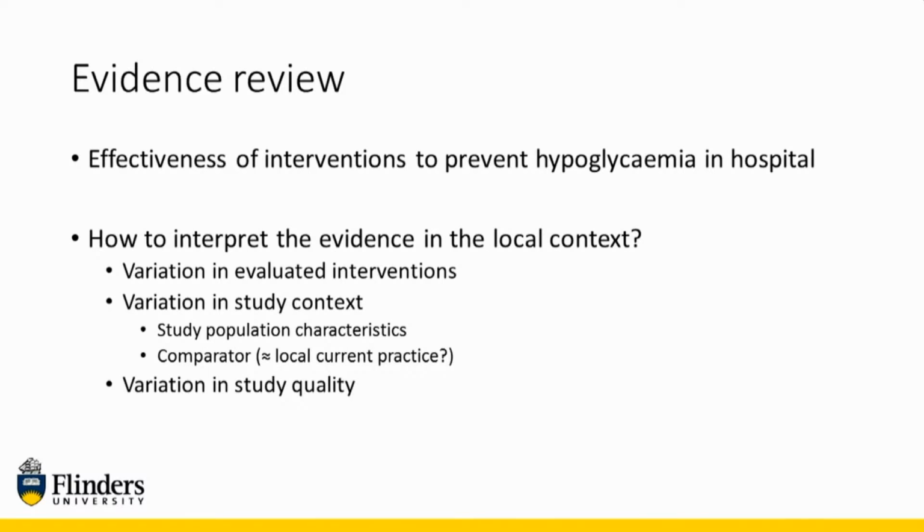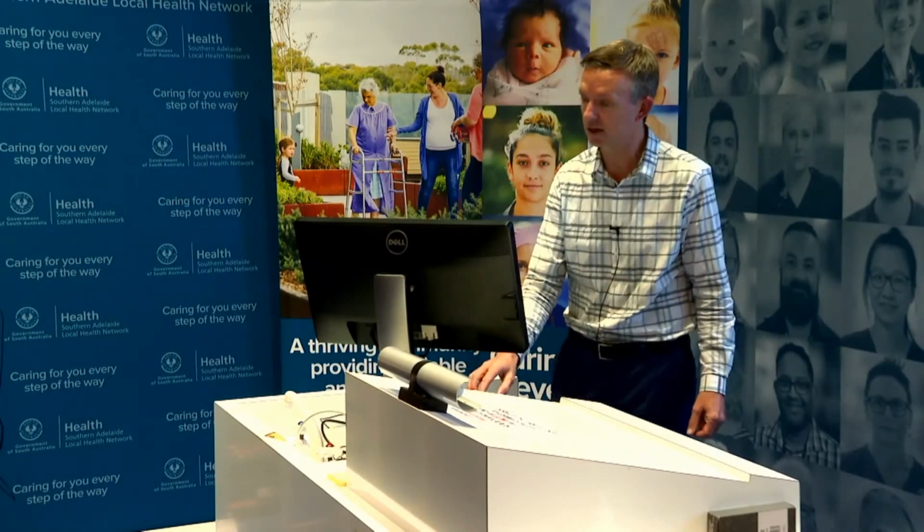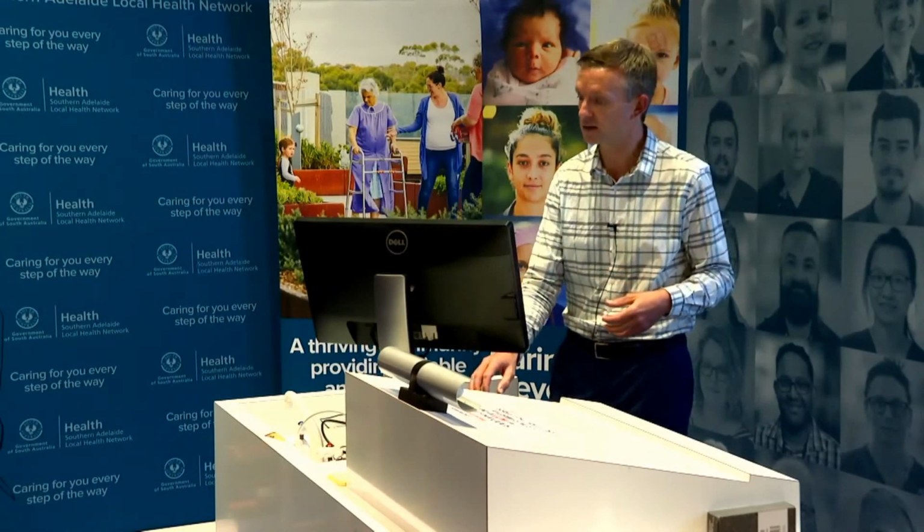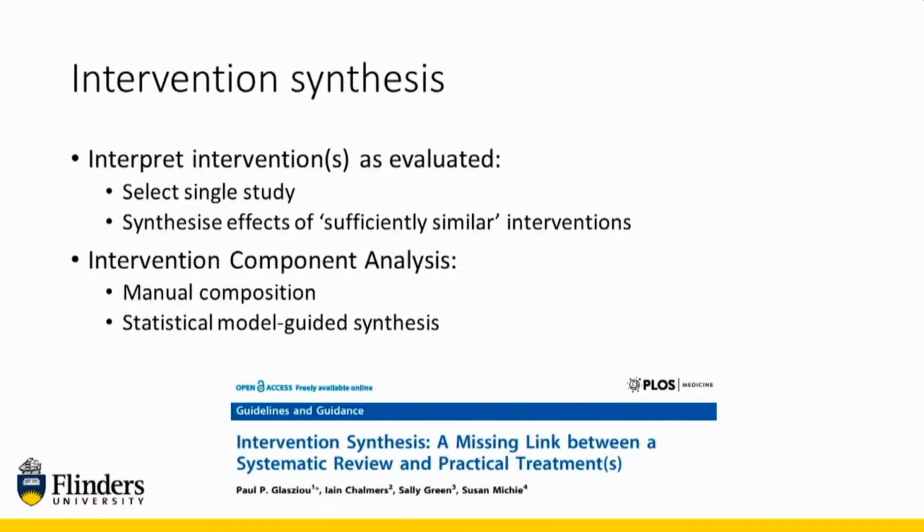So how do you interpret that variation? Variation in the context in which the study was undertaken, population characteristics, the comparator, so what was local practice, and of course variation in study quality. So all of these factors need to be taken into consideration when you're interpreting the evidence to generate estimates of your expected effects of these interventions. And so my proposal, or our proposal, is that this idea of intervention synthesis is a useful method that can be used to interpret evidence in a local context.